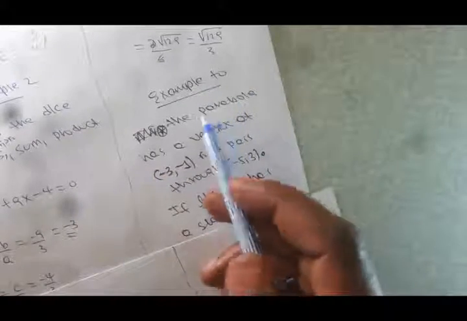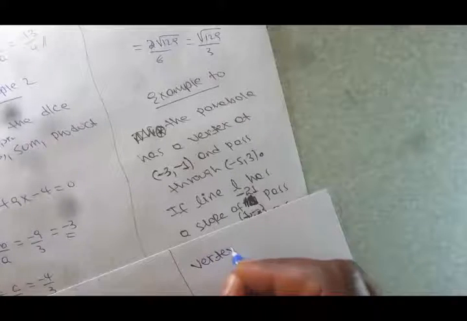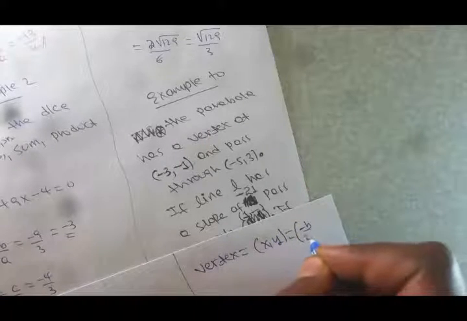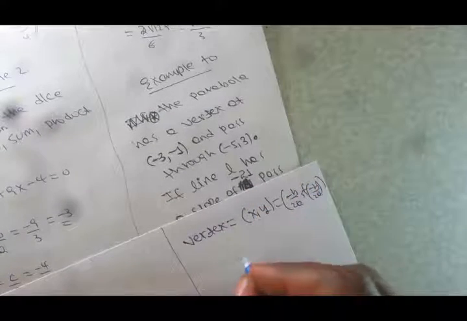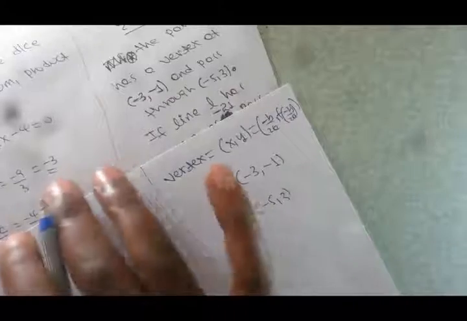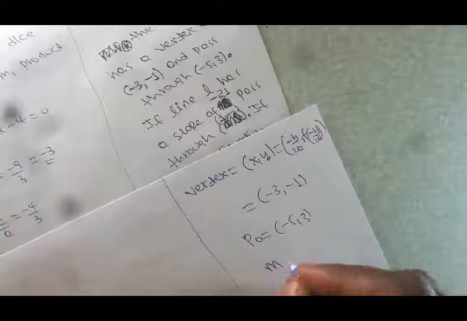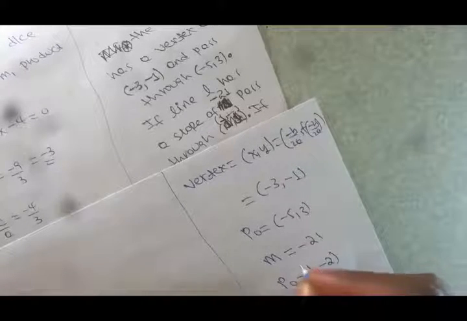And the second is example 10. It says that the parabola has a vertex, therefore the coordinate of the vertex is given. The coordinate of the vertex is equal to x, y, or minus b over 2a and f of minus b over 2a, is given: minus 3 and minus 1. And it passes through the point P, which is given as minus 5, 3. If a line L has a slope m, meaning a slope of minus 2, passes through the point 1, minus 2.